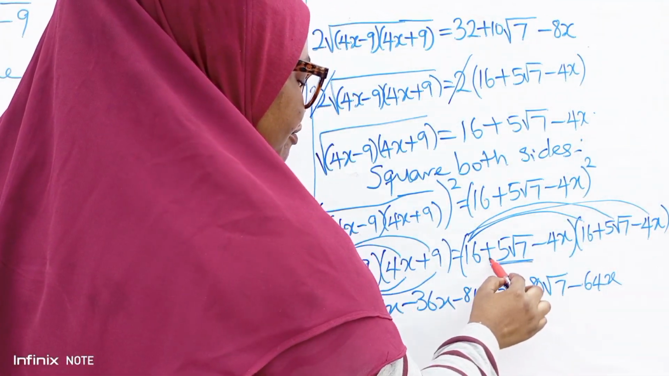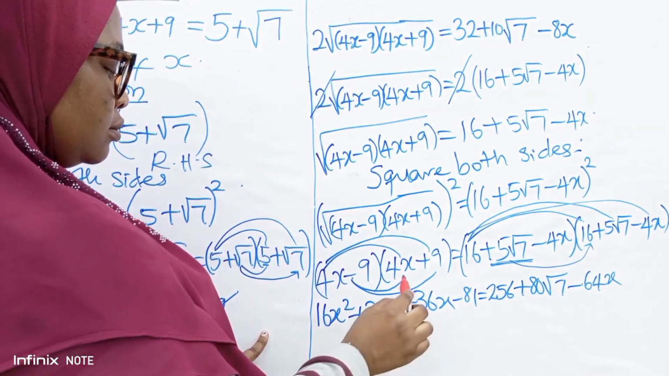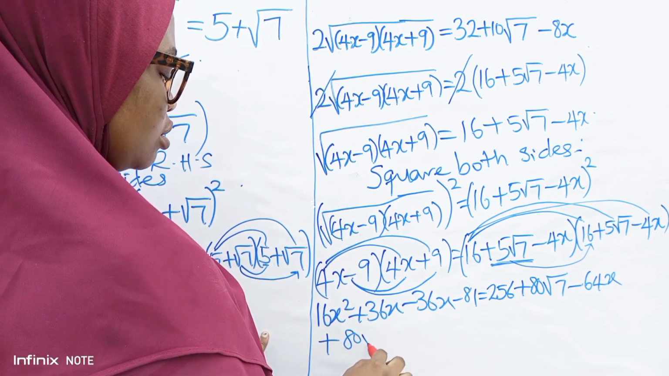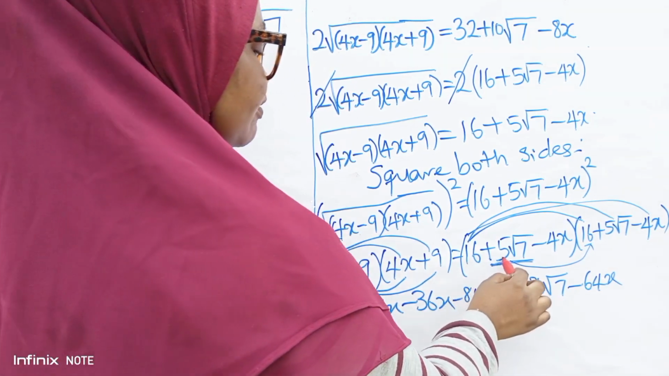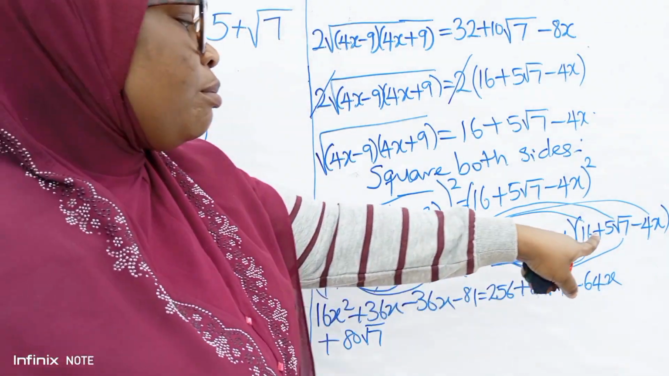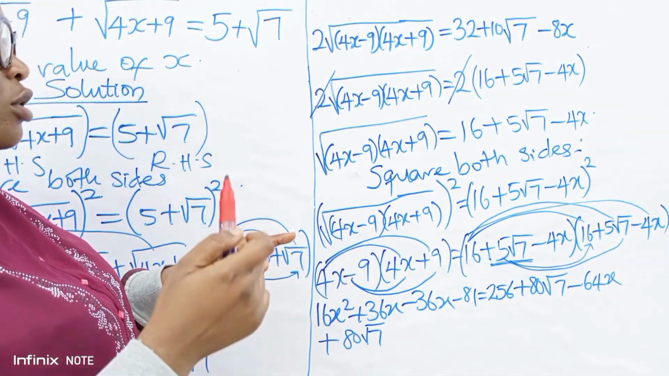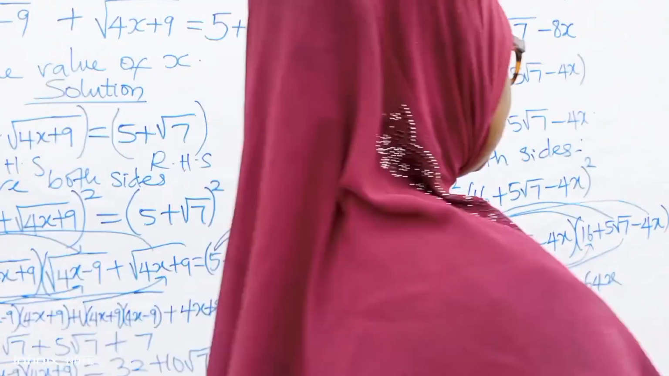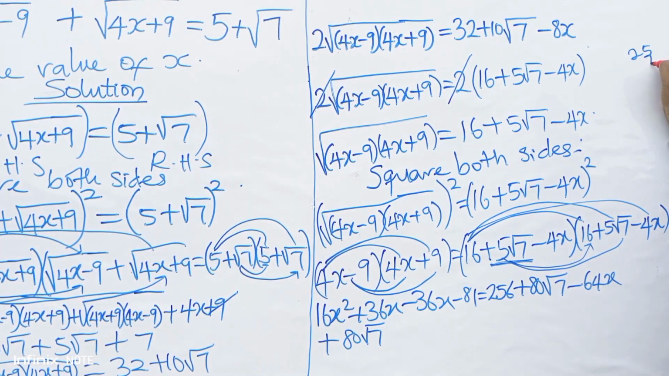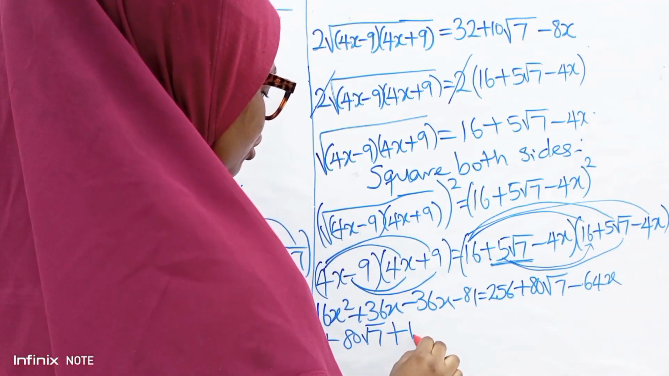Plus, I told you have to be careful. Plus 5 root 7 multiplied by 16 is what? That will be plus 80 root 7. Plus 5 root 7 multiplied by 5 root 7. That will be 5 multiplied by 5, 25. Root 7 multiplied by root 7 is 7. We'll have 25 multiplied by 7. 25 multiplied by 7 is what? 175.